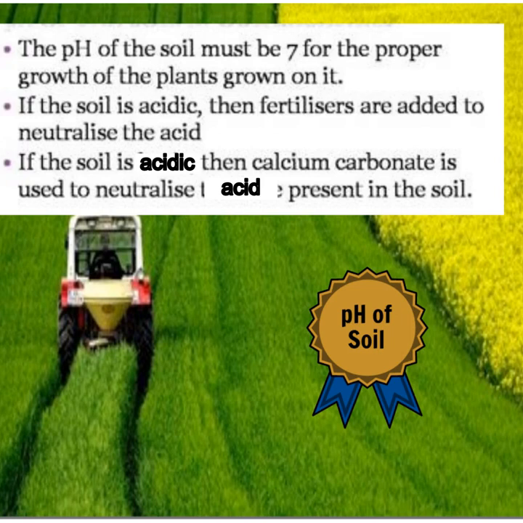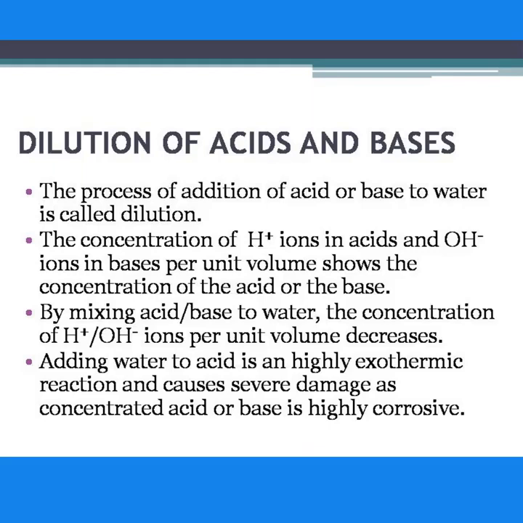Dilution of acids and bases. The process of addition of acid or a base to water is called dilution. The concentration of H+ ions in the acid and the OH- ions in the base per unit volume shows the concentration of the acid or the base.